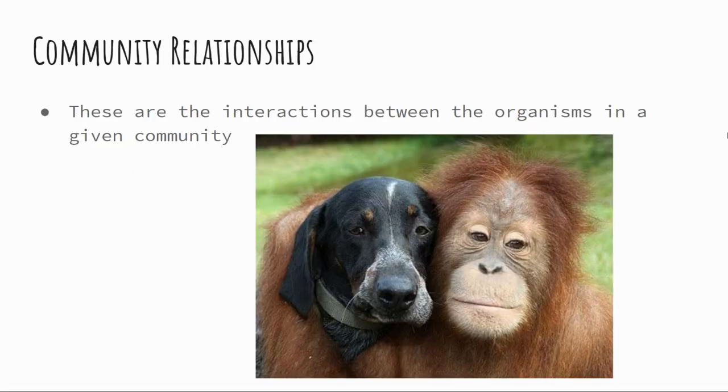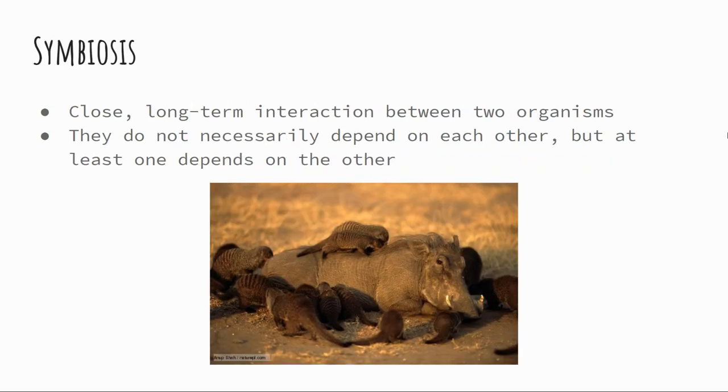So the vocab term for community relationship is, of course, the interaction between organisms in a given community. It could be positive, could be negative, could be neutral, and it could be multiple different ones at the same time, depending on which side of the coin, so to speak, you're looking at. So a symbiosis is a close long-term interaction between two organisms. They do not necessarily depend on each other, but at least one depends on the other.